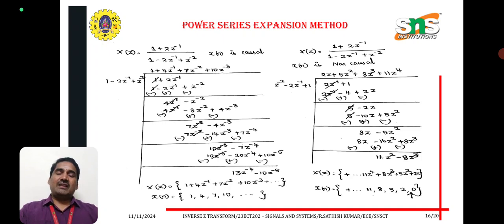Now we can apply the non-causal system method. Z power minus 2 minus 2 z inverse plus 1. Now we can multiply with the numerator term and denominator term. We can get x of z is equal to 11 z power 4 plus 8 z cube plus 5 z square plus 2z. Now x of n is equal to plus up to etc. 11, 8, 5, 2, there is no constant value. We can put it as 0.